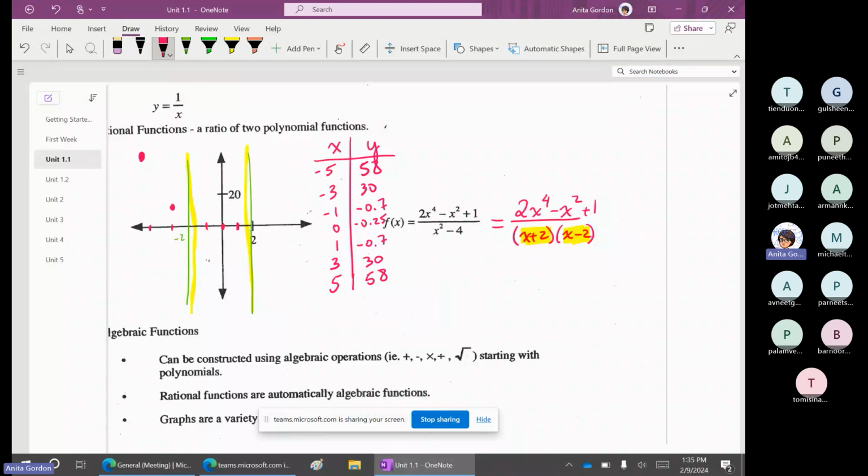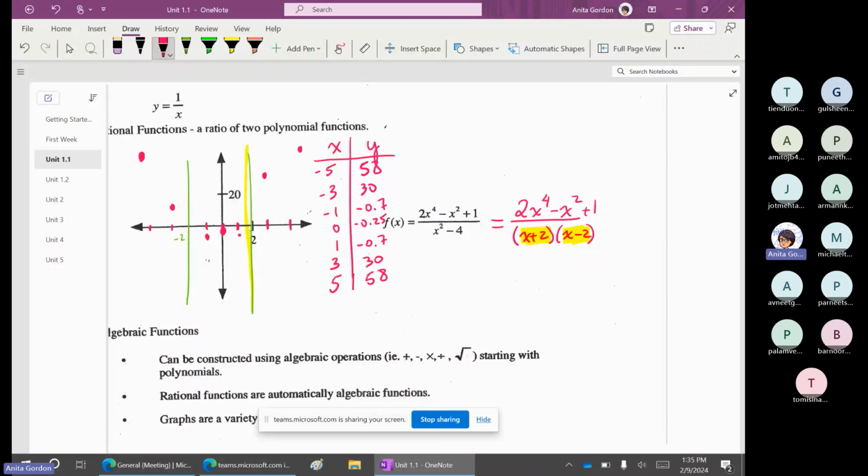-1 is on the right side of the first asymptote, so -1, 0.7, let's say it's somewhere here. 0, -0.025 is closer to the 0, so it's here. And then 1 is a mirror of it. And then +3 is 30, somewhere here. And +5 is 60. So what this tells me, remember, is I cannot cross an asymptote.